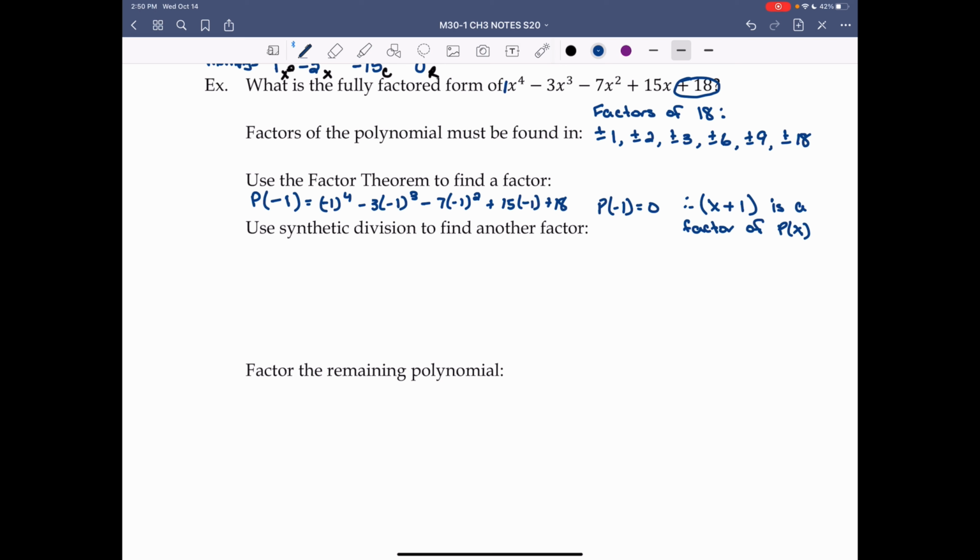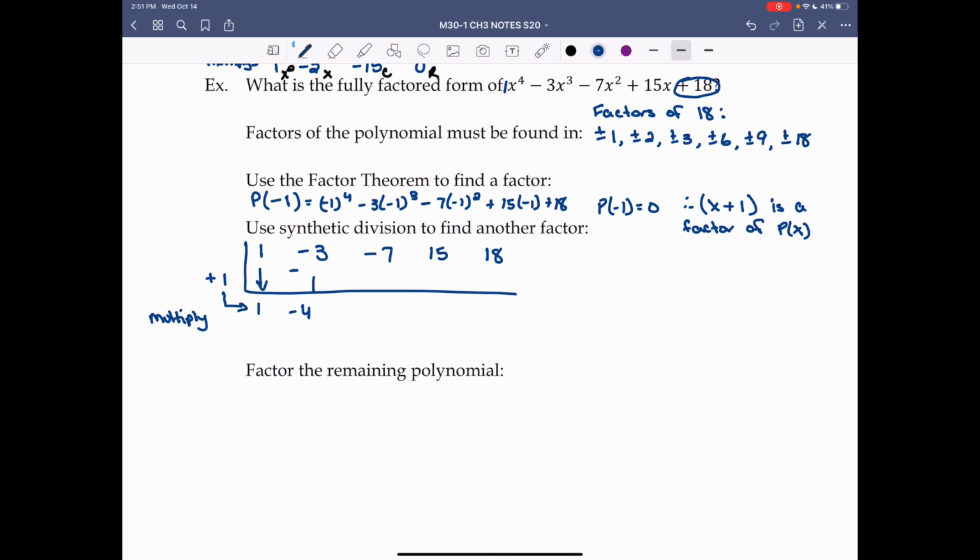Use synthetic division to find another factor. Our coefficients are 1, minus 3 for the x cubed term, minus 7 for the x squared term, 15 for the x term, and then 18 as the constant. Our L shape, we are dividing by x plus 1, so negative 1 on the outside, bringing down our first coefficient. We're multiplying outside. 1 times 1 is 1. We're subtracting inside. Negative 3 minus 1 is negative 4.